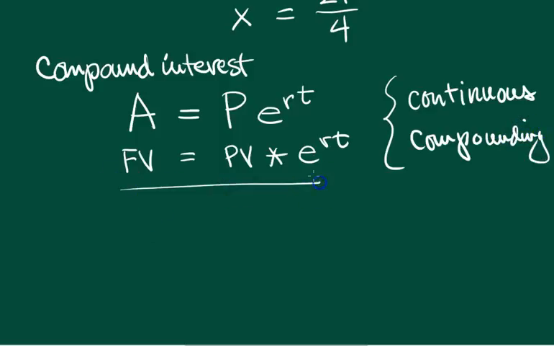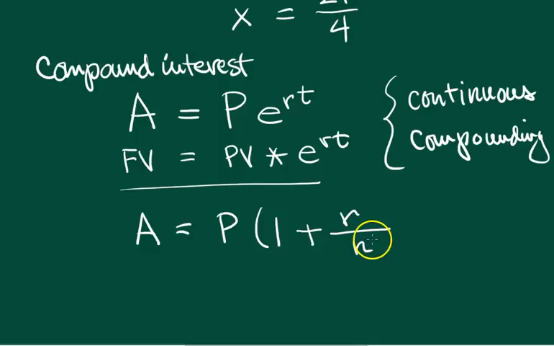We had another one that said that the amount that we have in the future is equal to the amount that we start with times 1 plus the rate divided by the number of compounding periods, for instance 12 in a year or 365 in a year, raised to the power n, the number of compounding periods in a year, and so many years.